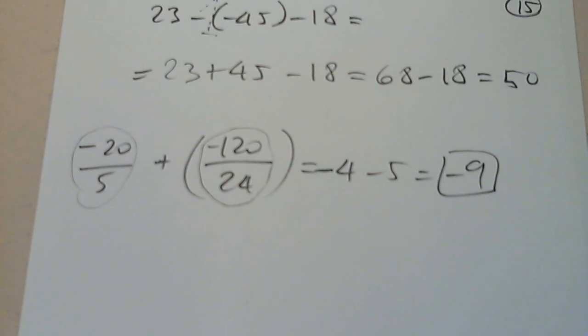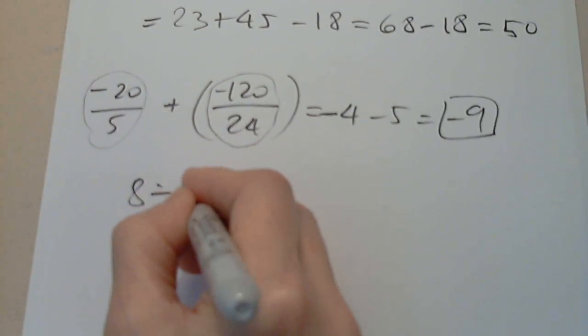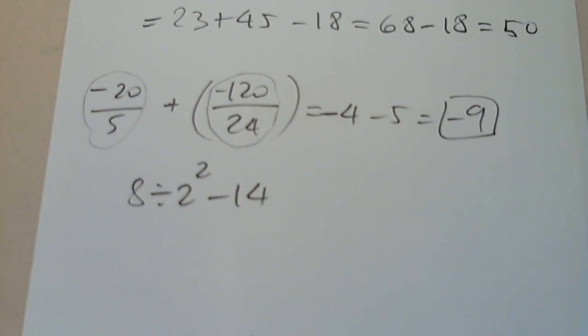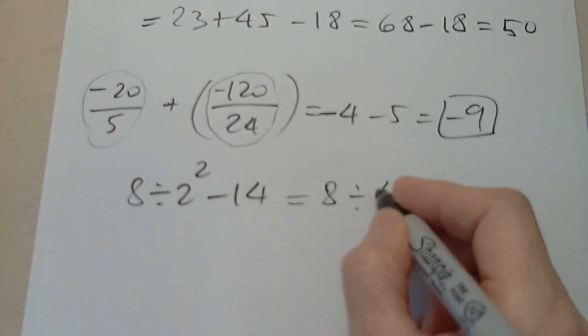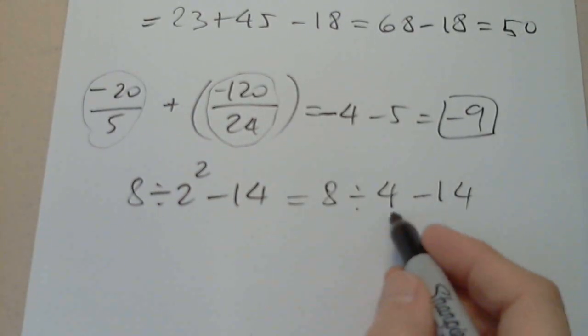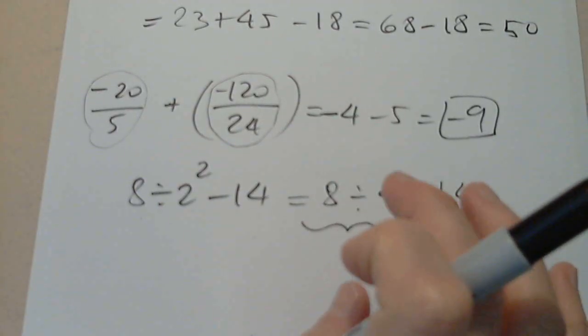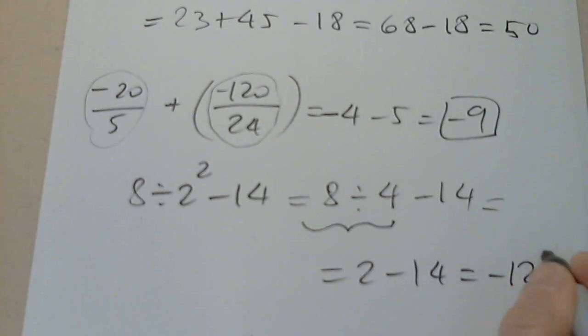Careful now, because I have to square first. By the order of operations, we have to square first. Fine. So first I have 8, then divided by 4, minus 14. Do not perform any operation before you divide. 8 divided by 4 is 2. 2 minus 14 is negative 12.